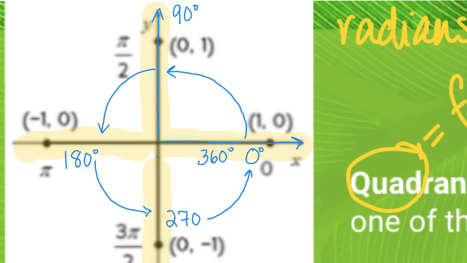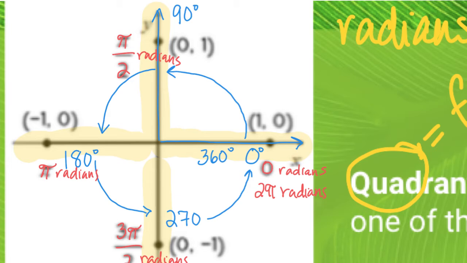Also notice that the radians have been labeled for us already, so this would be 0 radians, pi over 2 radians, pi radians, and 3 pi over 2 radians. And if we were doing our radians in one full revolution, 360 degrees would be 2 pi radians.